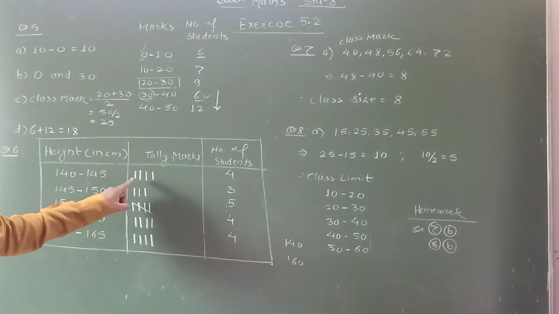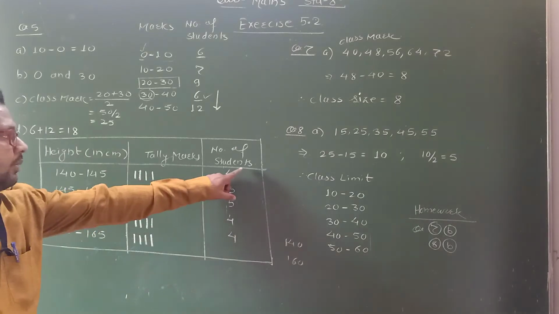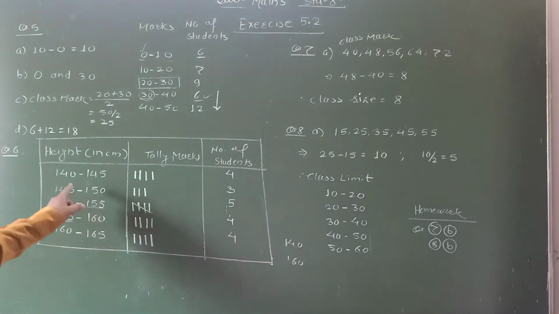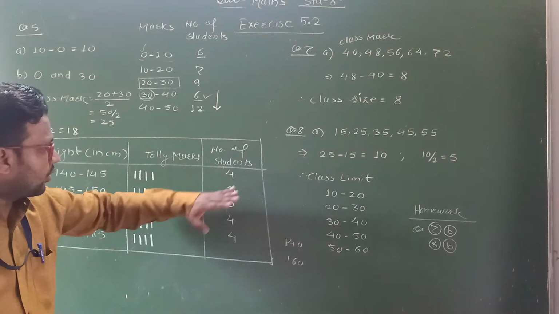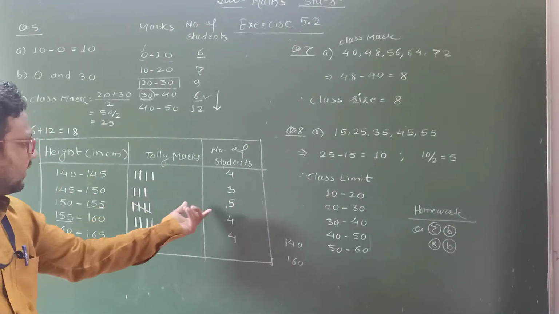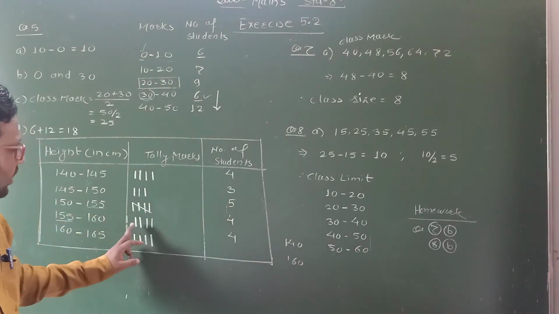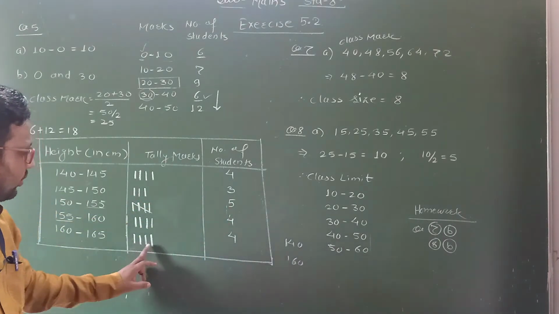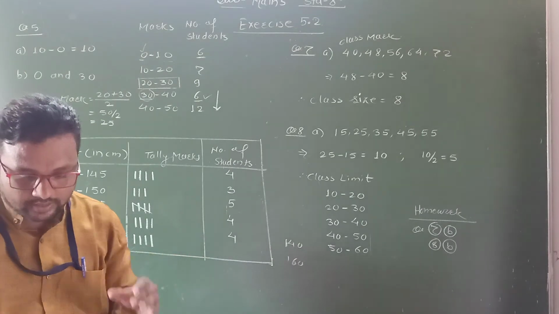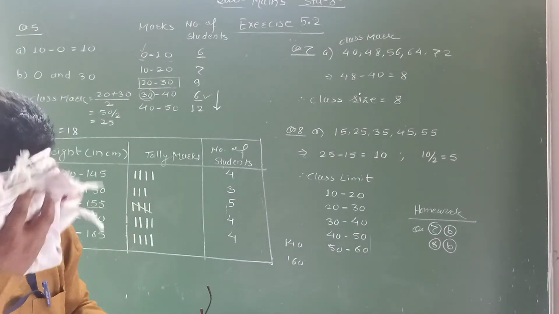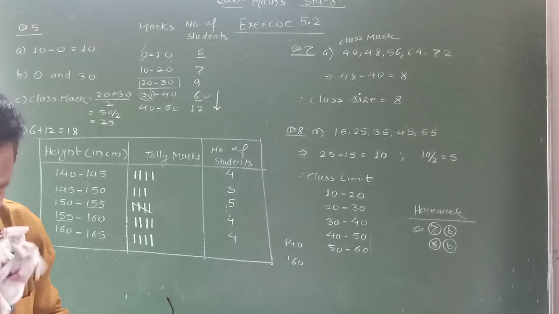Now see, count the tally marks: 1, 2, 3, 4. Therefore the number of students having height between 140 to 145 centimeters: 4 students are there. Then 1, 2, 3, 4 and cross, that is 5. 1, 2, 3, 4, that is 4. Okay. This is the frequency distribution table for the given information.